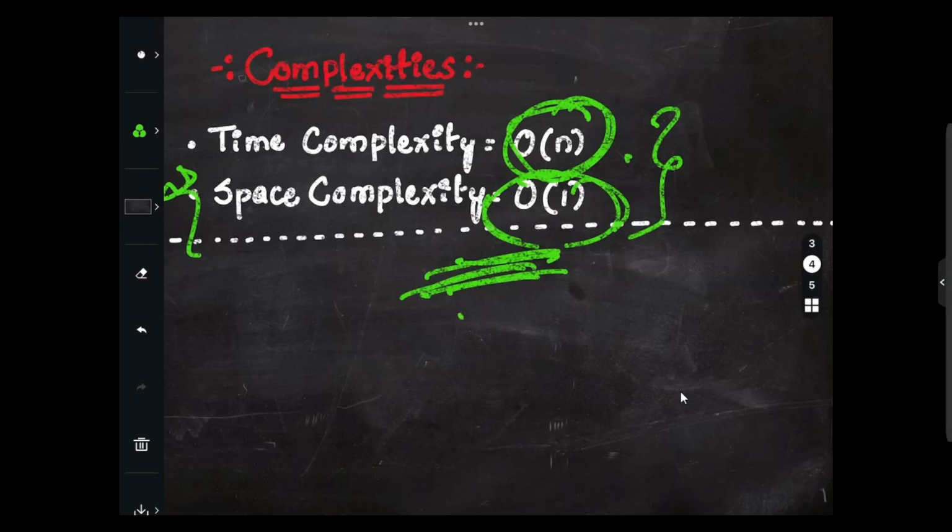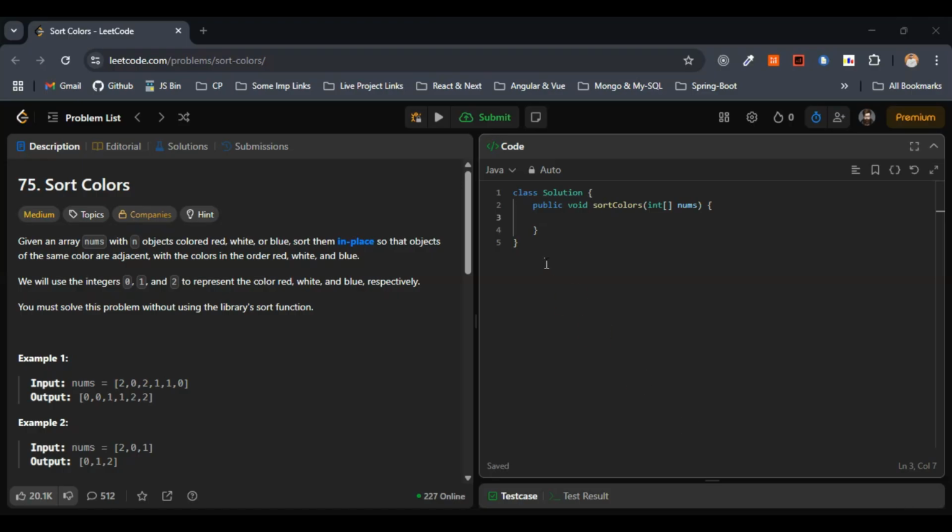Now we are completely familiar with the complexities as well as the approach, so let's start writing the code. What we'll do first, as we have discussed, is make use of the hash map. Why? Because we need to count the frequency of each color, right? So let me give hash map, not the hash set here, hash map.